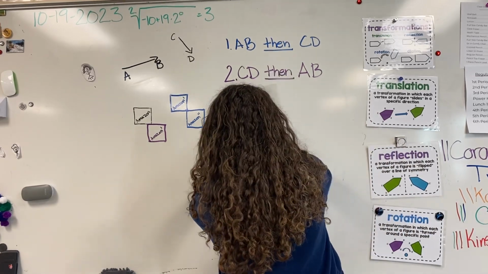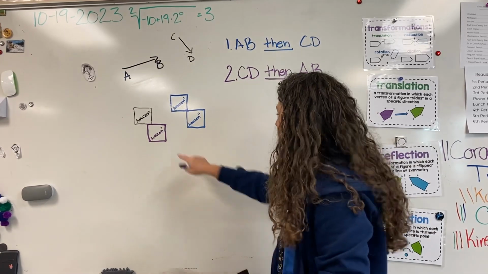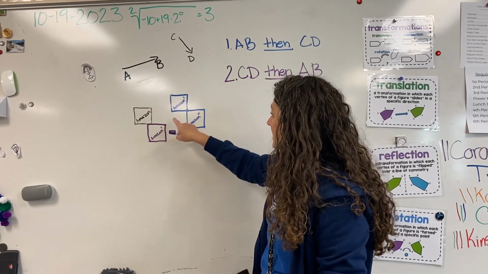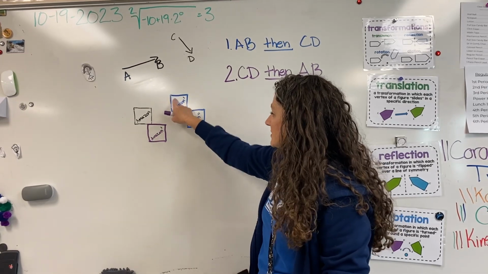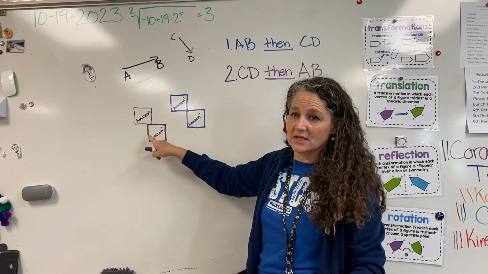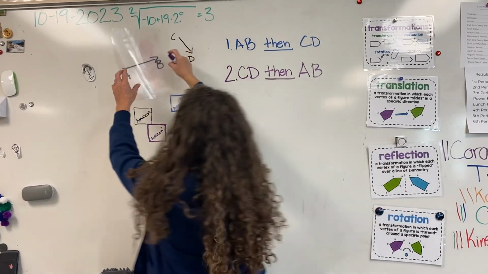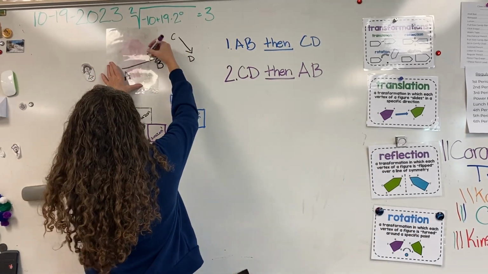All right, moment of truth right here. Now, this is clearly in a different spot because this was on vector AB and this was on vector CD. The question is, do they end up on the same spot? Let's find out.